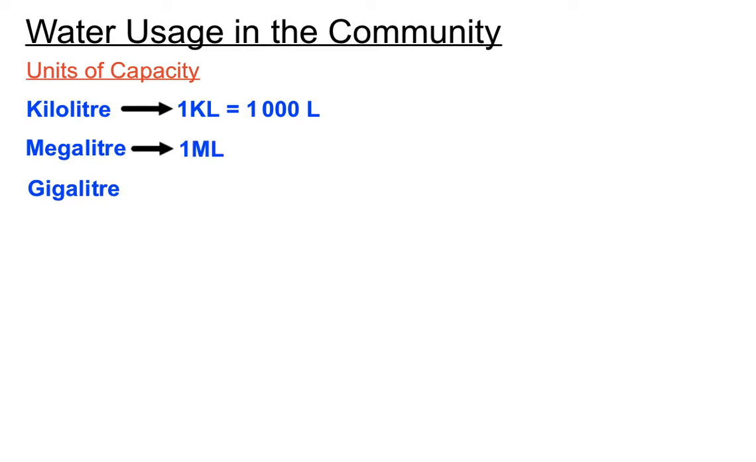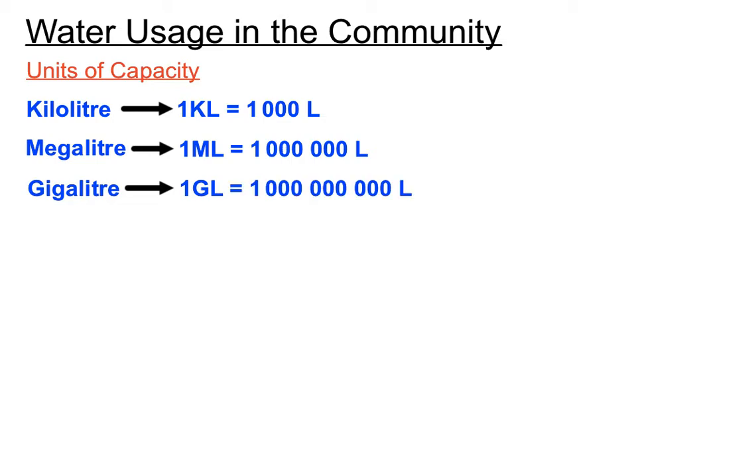A megalitre is written with a capital M and a capital L. Don't confuse that with millilitres, which is lowercase m and l. And that holds 1,000,000 litres. And then gigalitre is written with a capital G and capital L, 1 gigalitre, and that's 1,000 million or 1,000,000,000 litres. That's a lot of water, and we might measure the amount of water in a dam, for example, in gigalitres.